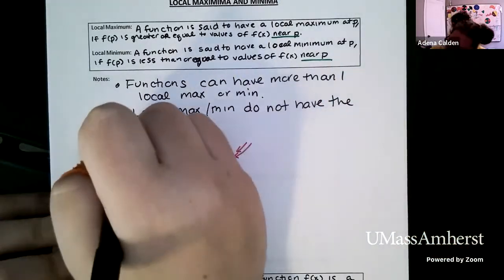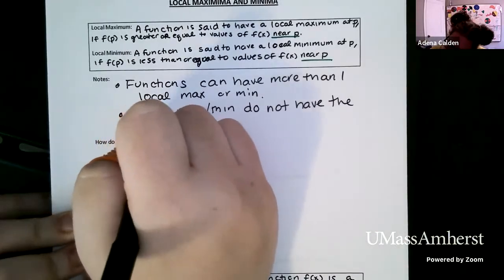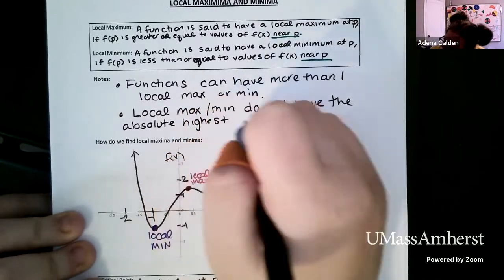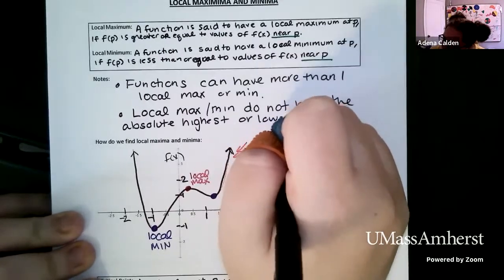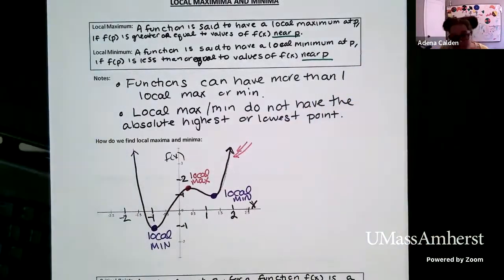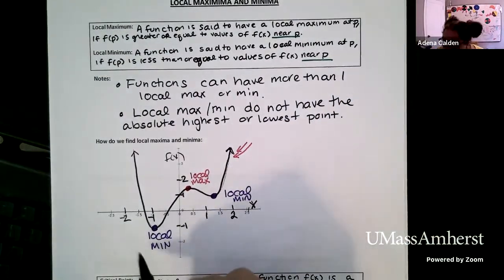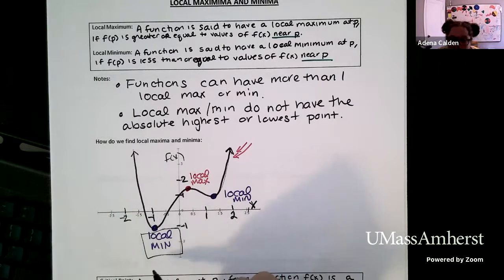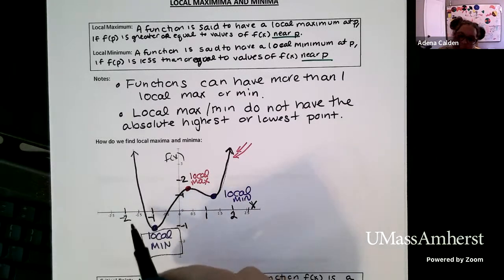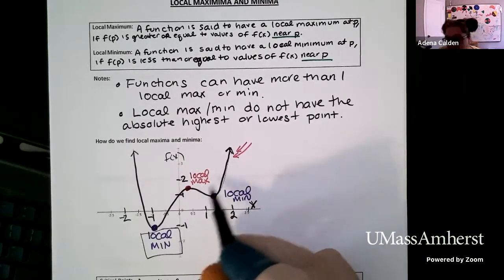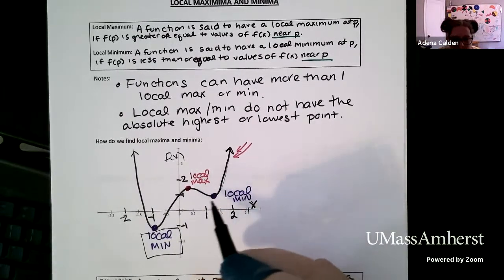So we say the absolute highest or lowest point. Now, just to be clear, they can be, right? I want you to look at this local minimum right here. This local minimum is the lowest point on the graph, but it's a local minimum because in this area, it's the lowest point because this is also a local minimum, okay?